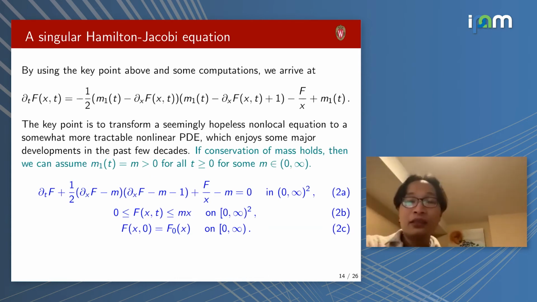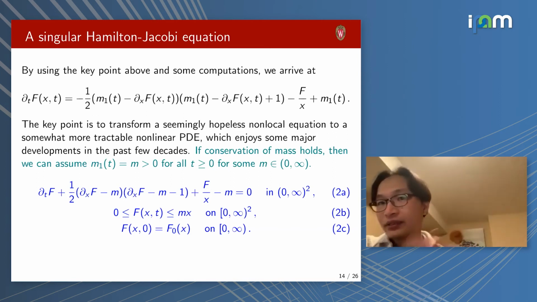So I have a very nice quadratic Hamilton-Jacobi equation. I have f_t plus 1/2 (f_x minus m)(f_x minus m minus 1). So that is just a very nice quadratic term from Hamilton-Jacobi equations. But then I have a singular term, which is f over x minus m equal to 0. Okay. I mean, it's singular, but still, it looks nice. And I have a certain boundedness condition that f is always bounded between 0 and mx, I'll explain why. And surely I have initial conditions, f(x,0) equals f0(x).